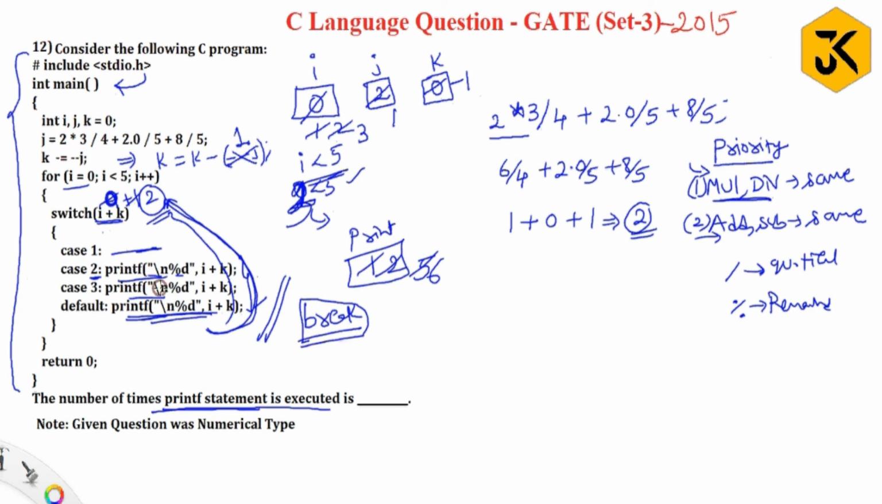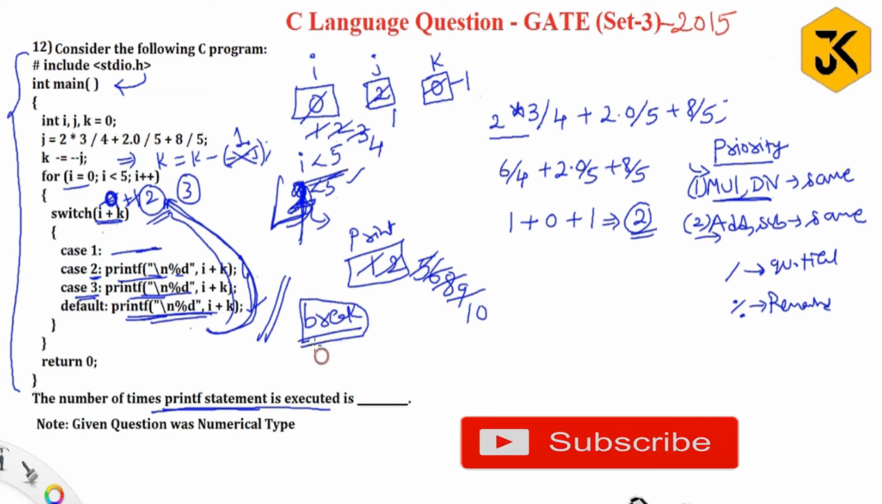Now there is no break, so these two are also printed. So that is 6 plus 2, 8. Now once again the i value is incremented by 1, that is 4, less than 5. Yes. Now i plus k, what is 4 minus 1? That is 3. Now from case 3 it is going to execute. Case 3 executed, no break, so it is going to execute default also. That is 10. Now the i value is incremented by 1, that is 5. 5 less than 5, the loop condition fails and it will exit from the block.